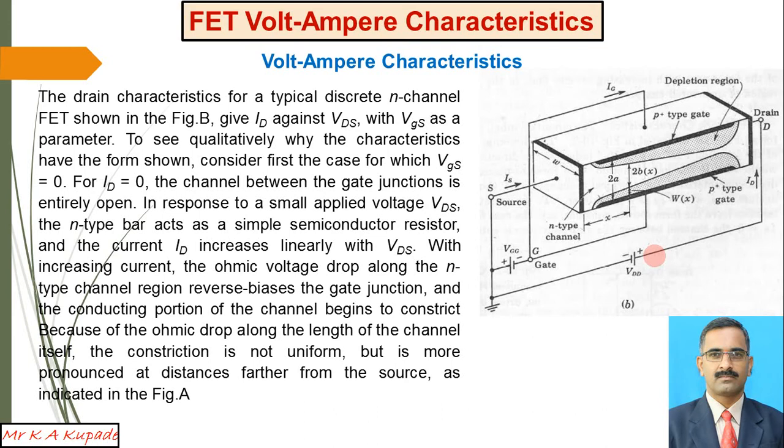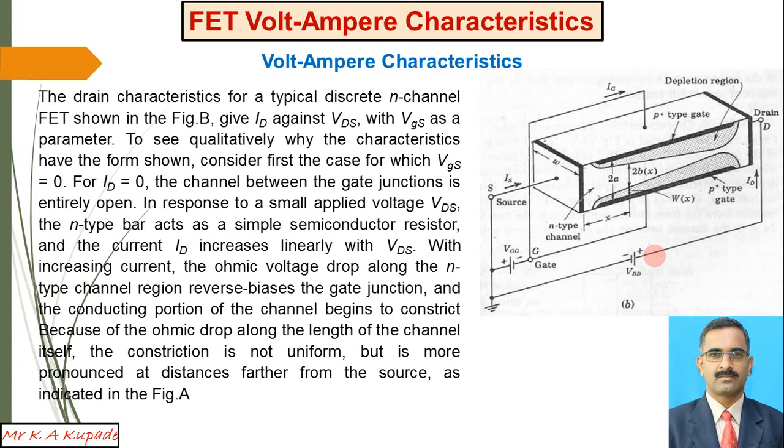With this increase of current, the ohmic voltage drop along the N channel region reverse biases the gate junction, that means the PN junction of the gate. The conduction portion of the channel begins to constrict because of the ohmic drop along the length of the channel itself. The constriction is not uniform, but more pronounced at a distance further from the source, as indicated in the figure. See in the figure, at the drain side the depletion region increases more as compared to the source side.